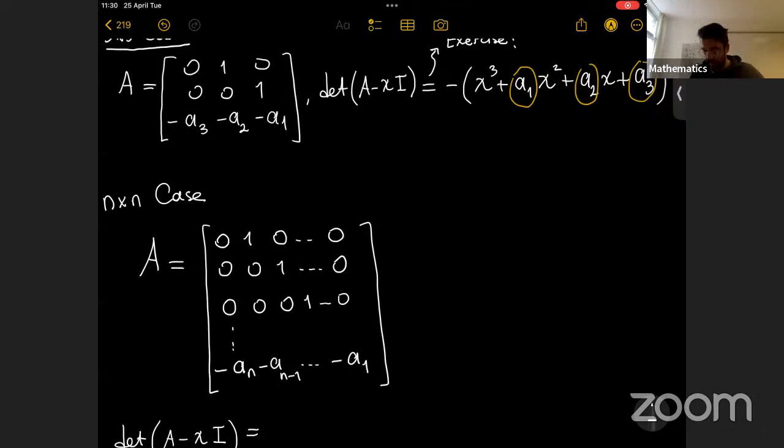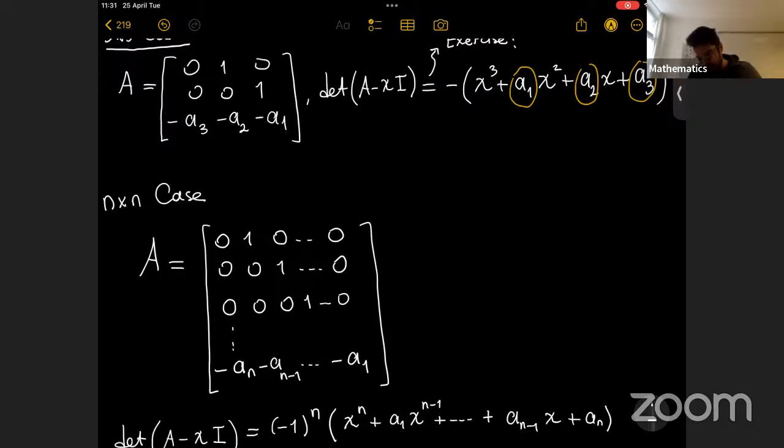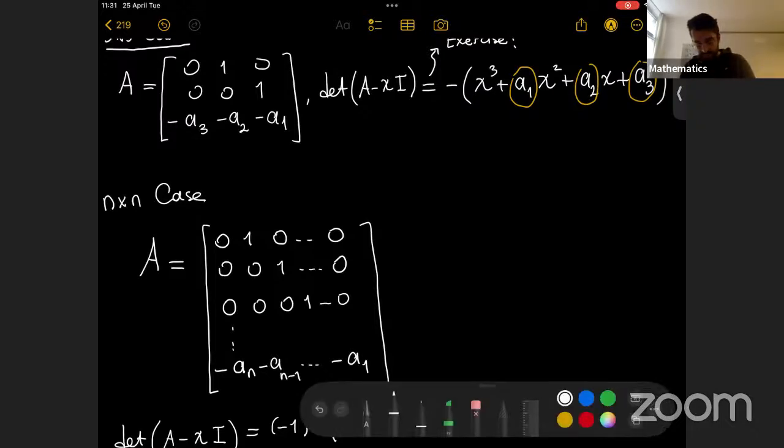Well, this is going to be minus 1 to the n. This minus 1 to the n is not very important. And the rest is lambda to the n plus a1 lambda to the n minus 1 plus, up to a n minus 1 lambda plus an. Okay. And we call this a characteristic equation of the system.